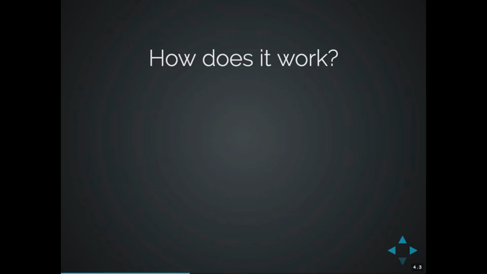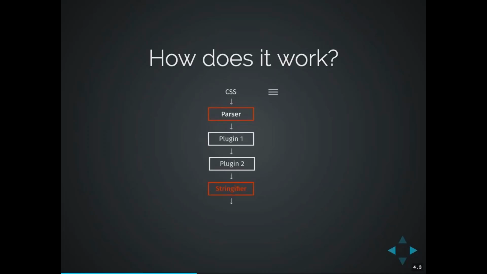How does it actually work? Well, you put your CSS in, it parses it, it goes through another plugin, could be any number in here. It stringifies the results, so basically turns it back into CSS. At this point, the parser's turning it into an abstract syntax tree, which means these plugins can handle it without having to deal with text. It's basically a tree of nodes, and then at the end you get your new CSS.